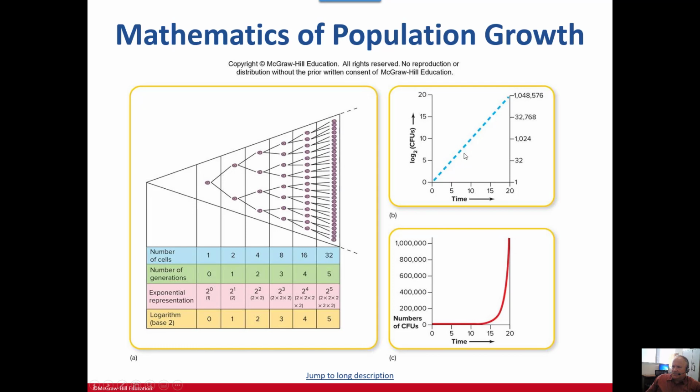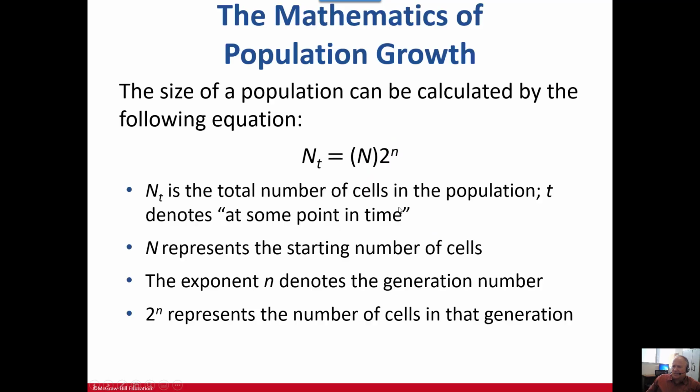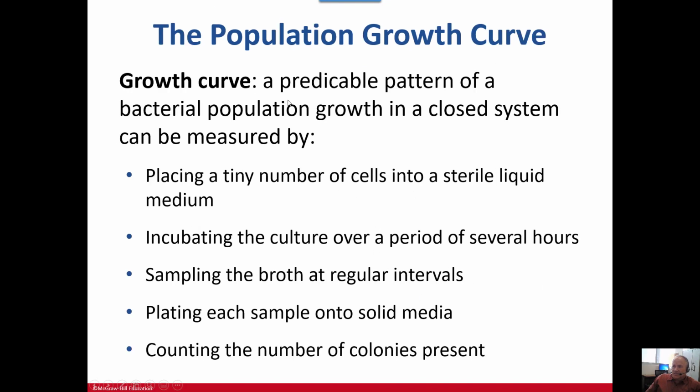And so that's why we like to represent things in nice logs, because this is kind of hard to measure if you look at just the flat numbers. Again, it's 2 raised to the power n, where n is the number of generations. So 2 times 2 times 2 times 2, in this case, is 16. If it has another generation, it would be 32, and so on and so forth. Doesn't take long for this to generate. This equation shows the same thing, except adding the initial number of cells at the very beginning. And so you can calculate that pretty easy. That's the generation number.